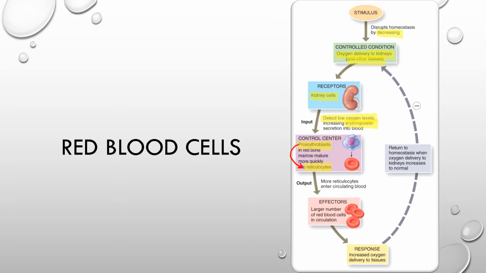So as these proerythroblasts turn into reticulocytes, they go into the circulation. And then we have a lot more reticulocytes enter the blood. And like I said, these red blood cells just take a day or two to fully mature until they can fully transport oxygen. And the response is that there's increased oxygen delivery to tissues, and then we return back to homeostasis. And then when the kidney cells no longer detect that decreased oxygen delivery, they're going to stop secreting erythropoietin.